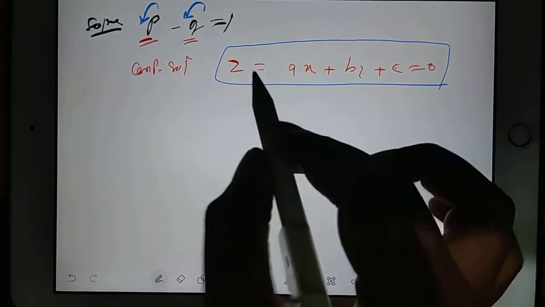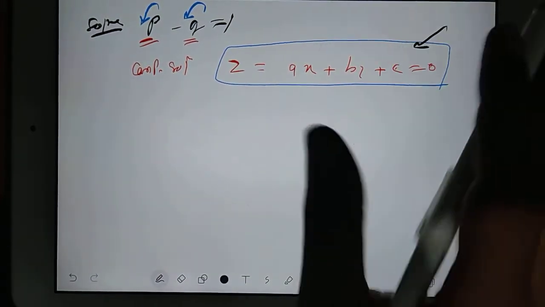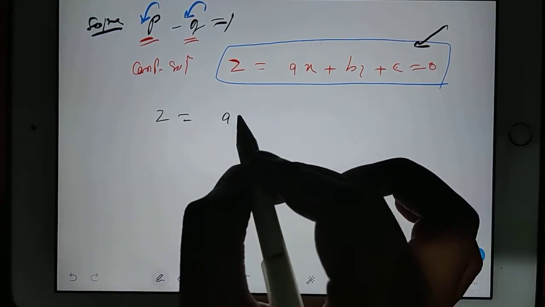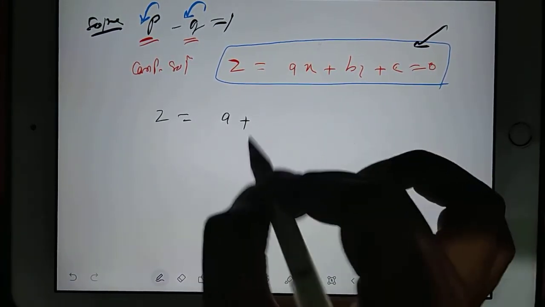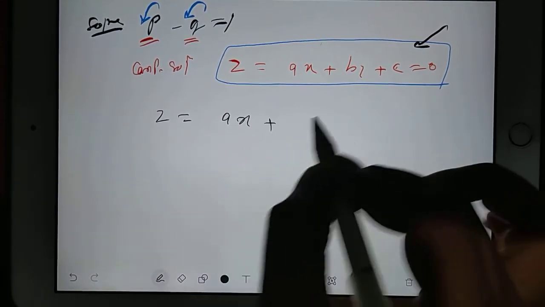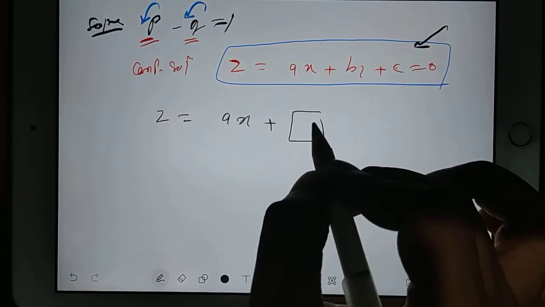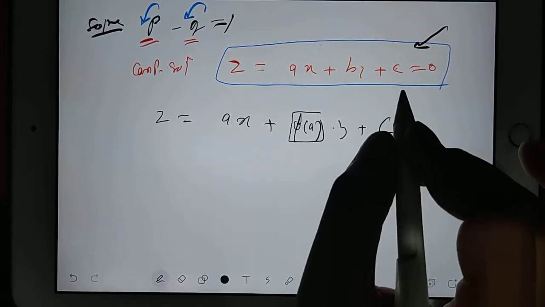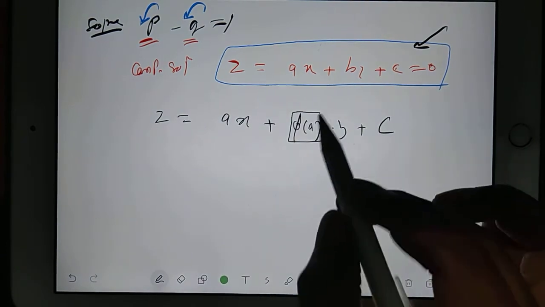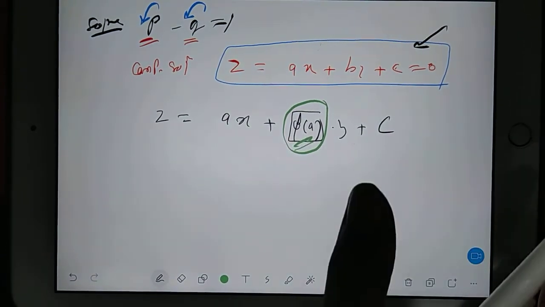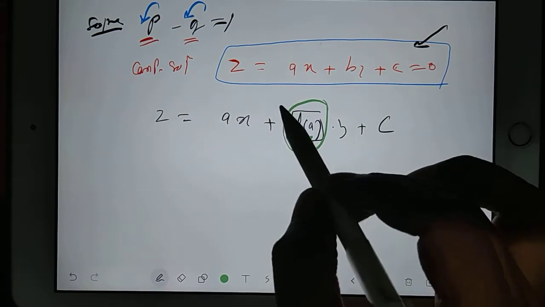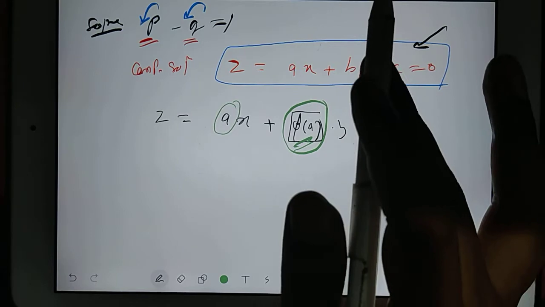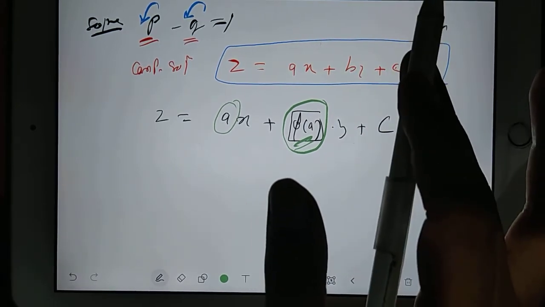See here, take down. This z part is the main solution. In this, you have to replace z is equal to a x plus a function of a, then y will come, and then c will come. So this function phi of a is the trouble, because what is your a? That is exactly clear. This a is the coefficient of p. That is clear.